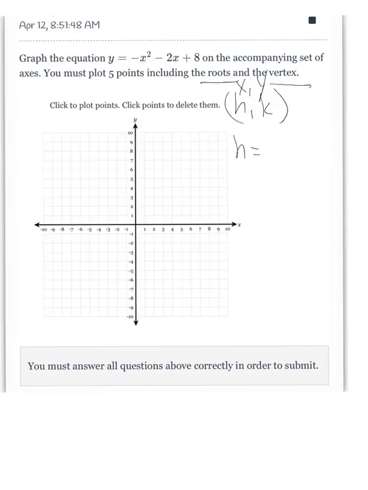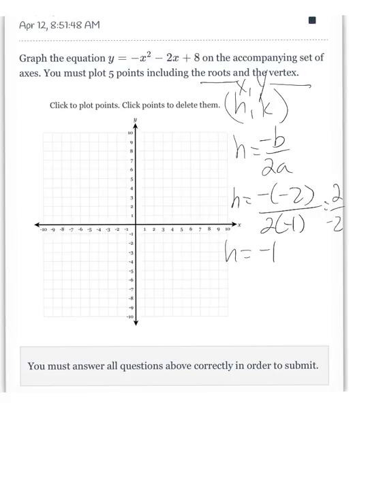Remember, h equals negative b over 2a. So we're going to do h equals the opposite of negative 2 over 2 times negative 1. So that's 2 over negative 2, which is equal to negative 1. So our h is negative 1.